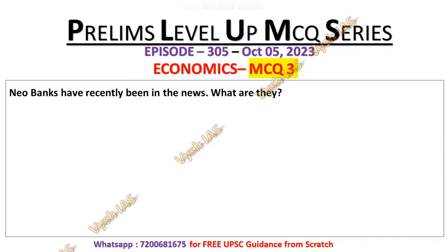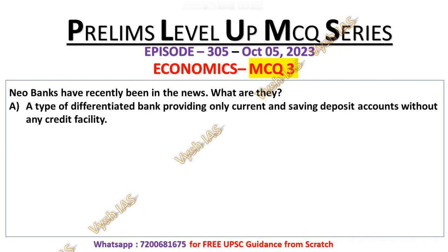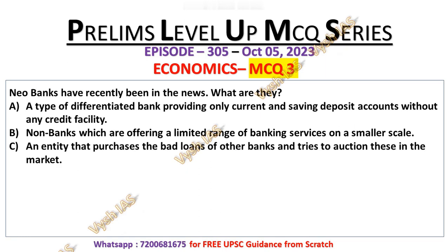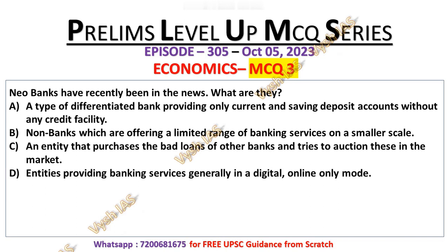MCQ number 3. Neobanks have recently seen in news. What are they? Option A, a type of differentiated banks providing only current and saving deposit accounts without any credit facility. Option B, non-banks which are offering a limited range of banking services on a smaller scale. Option C, an entity that purchases the bad loan of other banks and tries to auction these in the market. And last option is entities providing banking services generally in a digital online only mode. So I will give you 10 seconds. Try to answer this question.